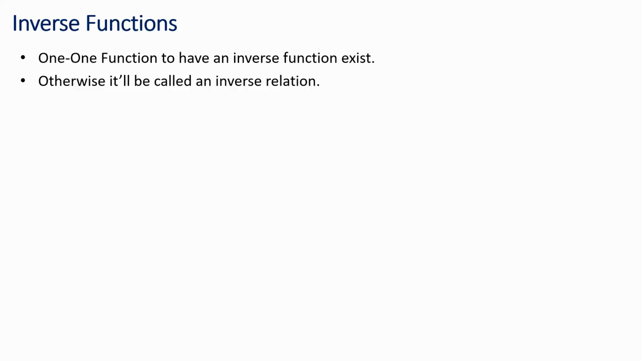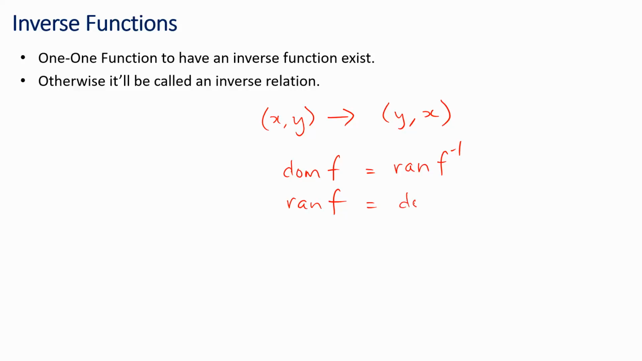There's one more couple of properties. It needs to be a one-to-one function for the inverse to exist. You can do a vertical line test to test if it's a function or not. Otherwise, it has an inverse relation. We also know the transformation: you swap the y and x values. It's a reflection along y equals x. And I said before, the domain of your function now becomes the range of your inverse, and the range of your function now becomes the domain of your inverse.